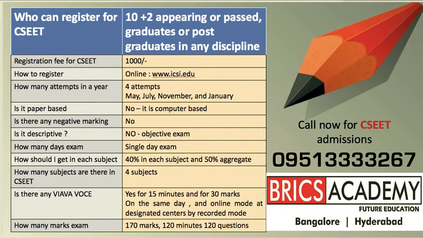If in case you flunked the exam, you can appear for the next exam immediately by paying the reasonable exam fee, whatever it is. I'm sure this 1000 rupees will be used for every exam, so it is not that all 4 attempts you can write with 1000 rupees. Maybe every time you want to register for May, July, November, January, etc., you have to pay 1000 rupees. Previously it was like an exam fee, now it is like a registration fee. All right, total 170 marks, 120 minutes, and 120 questions.